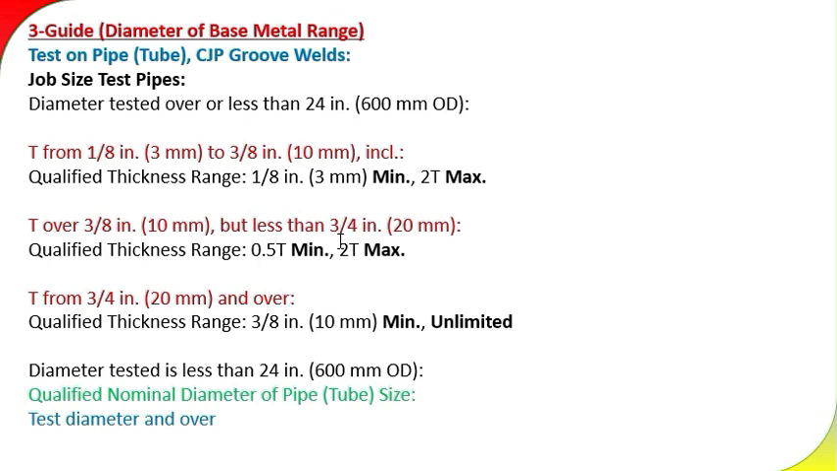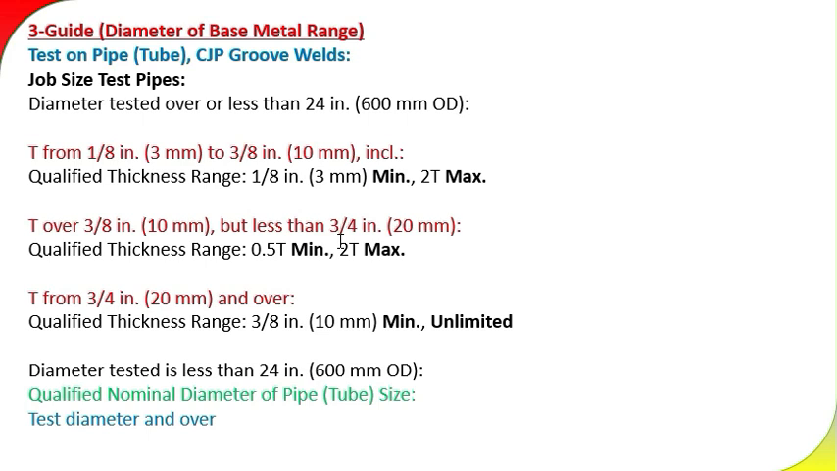Now 3 is the guide. Guide means the diameter of the base metal range. This guide is the diameter of the base metal range. So what are the qualification requirements for the diameter of the base metal range? We need to check.